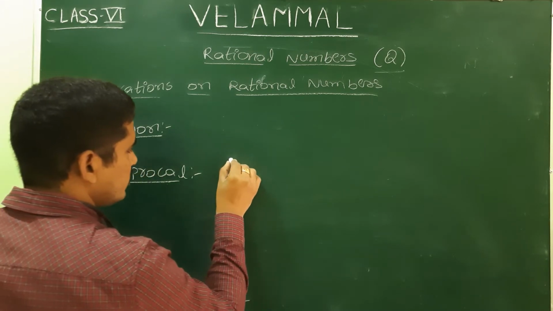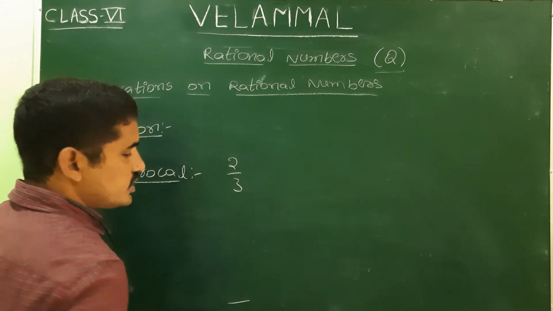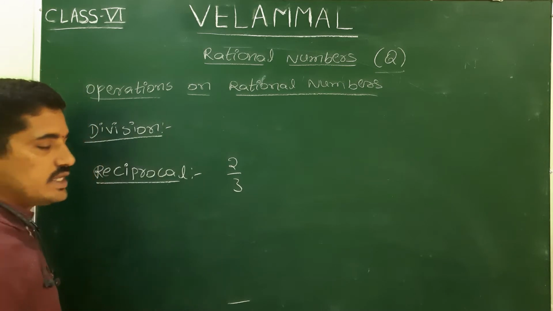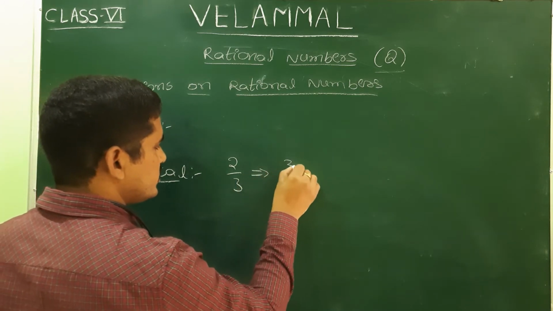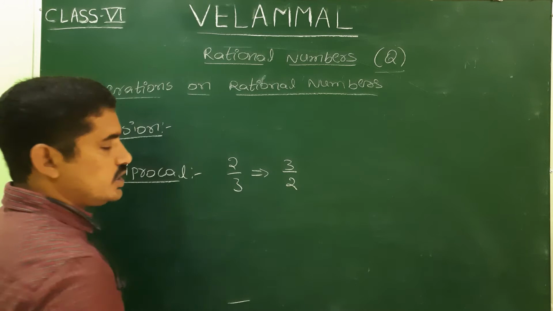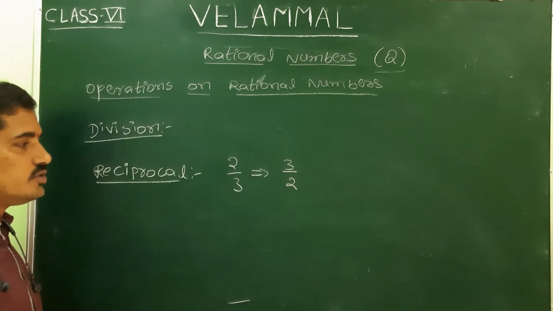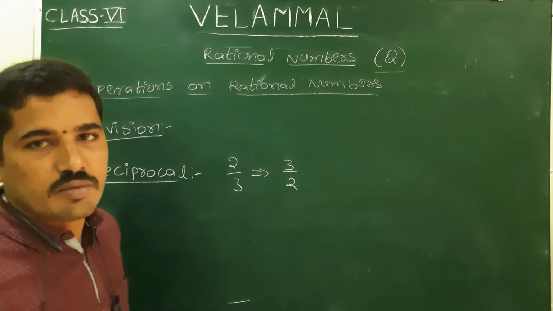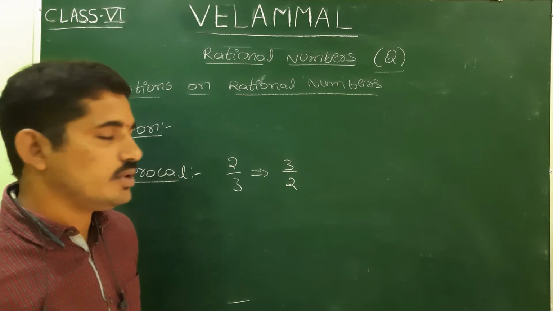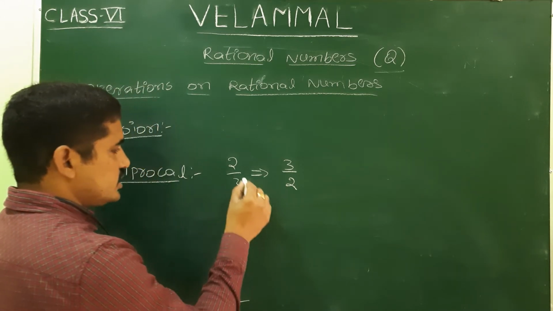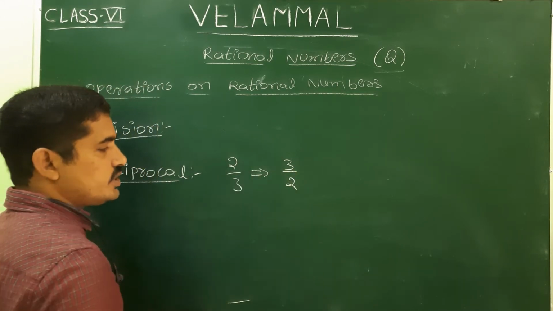If for example 2 by 3 is given as a fraction, its reciprocal will be 3 by 2. That means the numerator will become the denominator and the denominator will become the numerator. So 2 by 3's reciprocal will be 3 by 2.